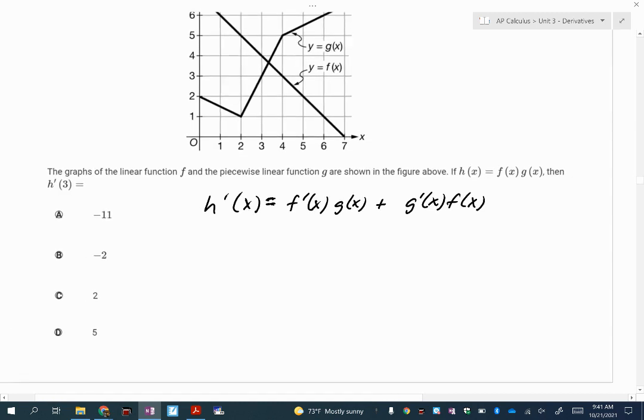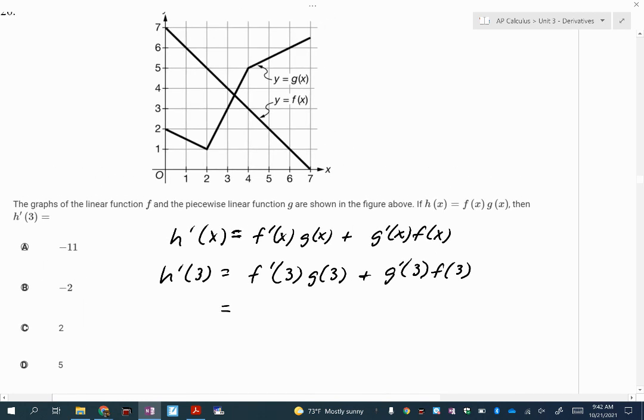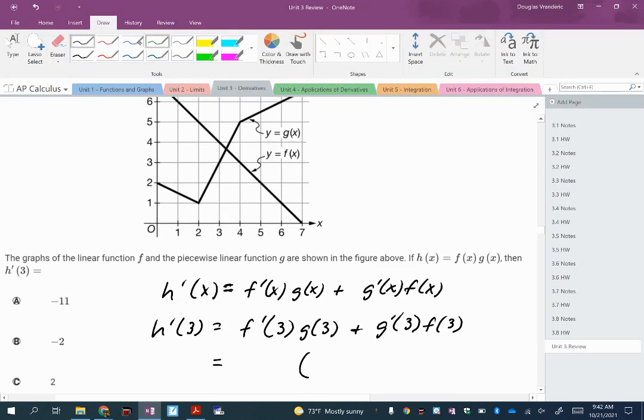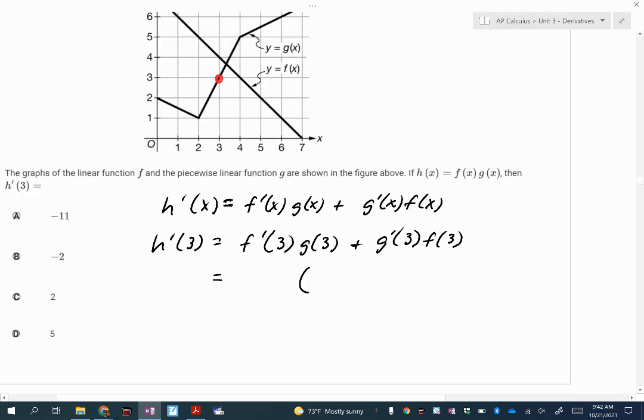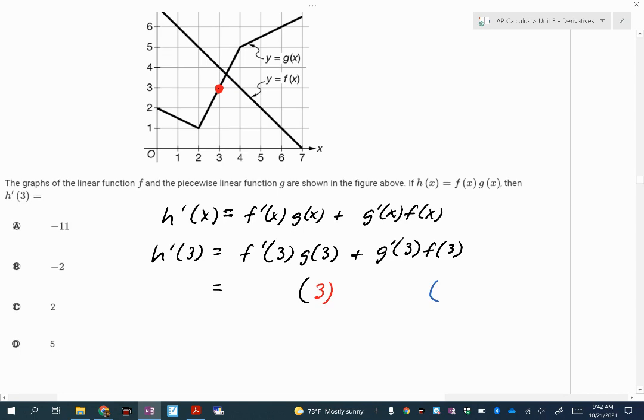Now it wants us to find h prime of 3. So I'm going to plug in 3 for all of my x values. Again, I think the easier of the two is the ones that are not the derivatives. So if you look at g of 3, I'm going to find this one first. G of 3 is going to be right here. I'll try to color code this for your brain. So g of 3 is right there, which is 3. Then I'll use blue for f of 3. So f of 3 is going to be 4.